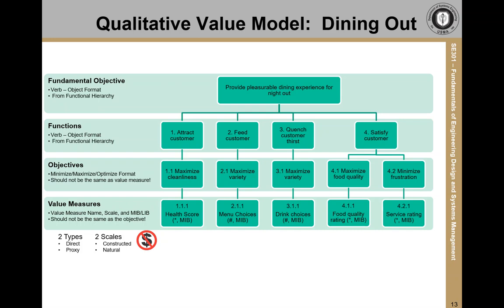Interesting to note on this last value measure, we said more is better for the service rating, even though we are seeking to minimize frustration. So you could have an objective that is to minimize frustration. We want to have as low of frustration as possible, but to accomplish that, we need a more is better approach to our service rating in star form. So we don't always need to totally align. Logically they should align, but there can be examples where your value measure needs to be higher to meet your minimize objective.